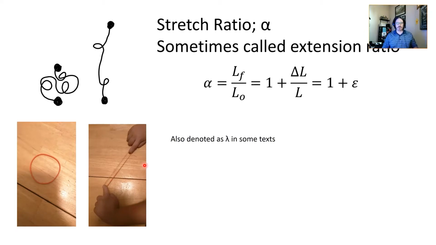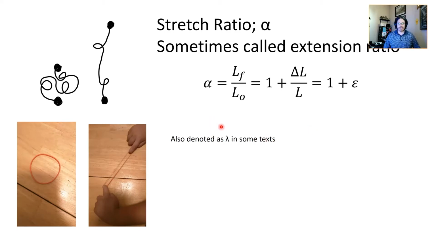Anyway, stretch ratio alpha is sometimes called the extension ratio. I should have labeled this, and I apologize for not labeling this slide. I should go back and edit it. But alpha is the stretch ratio. It's L_f, the final length, over L_0, the initial length, which equals 1 plus delta L over L, or 1 plus epsilon. So delta L over L is strain, and 1 plus epsilon is the stretch ratio.